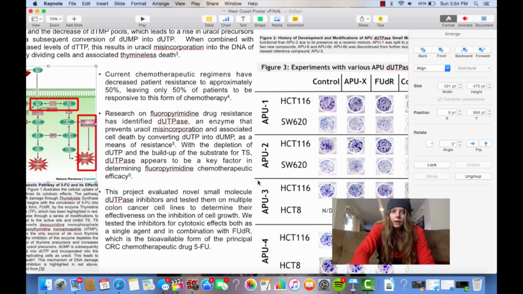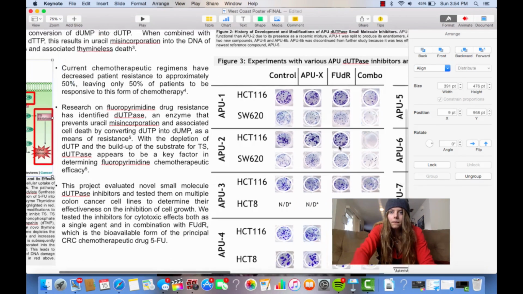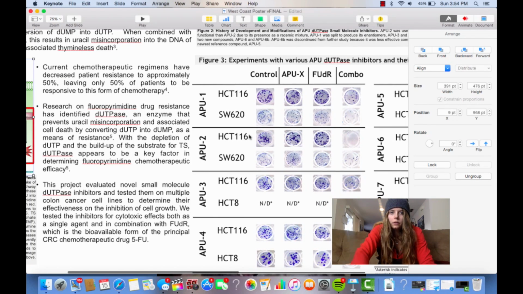They're called this for the sake of secrecy. These are cell lines that we were using. These are cancer cell lines. So what we did is we tested it. This is our control. We didn't treat the cancer cells with any medications in this line right here. Here, we only treated it with an inhibitor of dUTPase. Here, we only treated these cells with FUDR, that is a medication that inhibits the thymidylate synthase. And then here, we combined these two agents and treated the cancer cells.